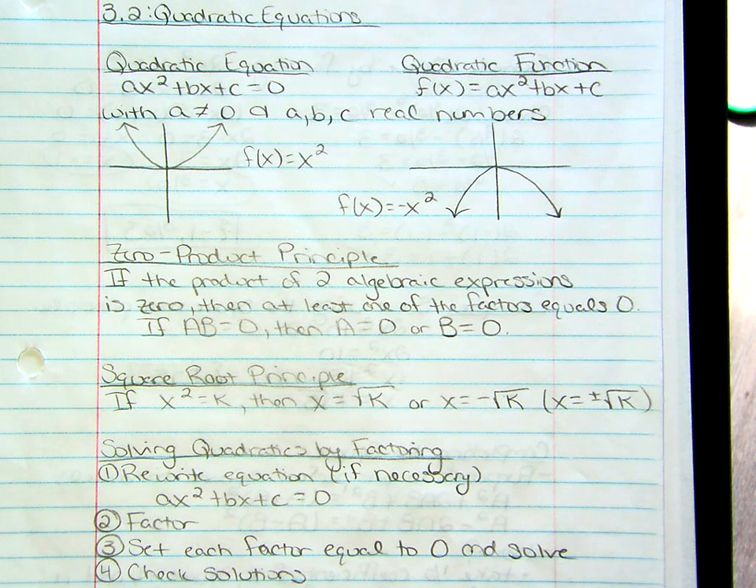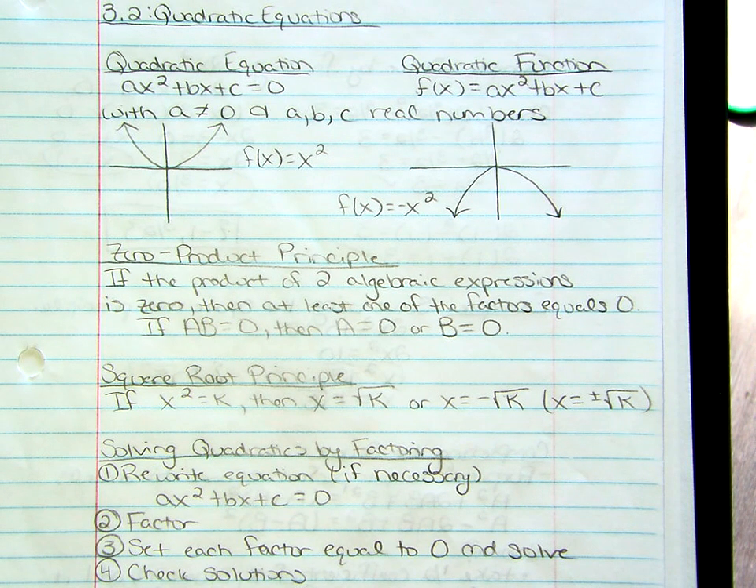So we have our zero product principle, we have our square root principle. Now let's talk about how we can solve these quadratics using factoring. This is one of the main methods you're going to use, and the tool of factoring is very important because you will use it later to solve quadratics, to solve polynomial functions and higher equations that are raised to the third, fourth, fifth powers, and so on.